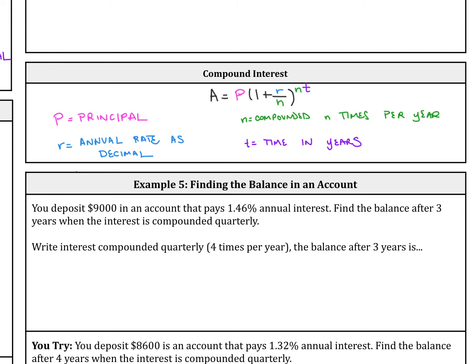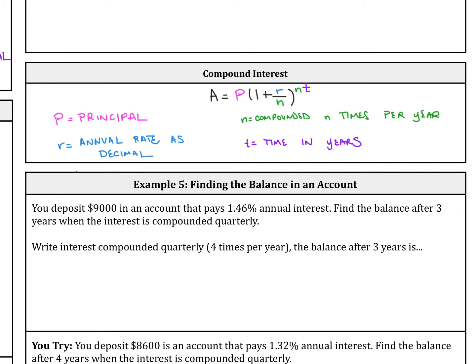So we're going to see the words, it's compounded monthly, it's compounded quarterly, it's compounded daily, and that is what n represents. T is the time in years.